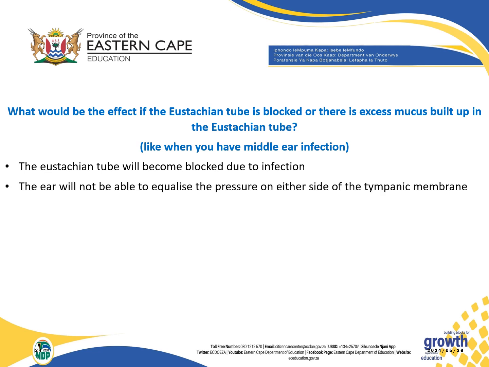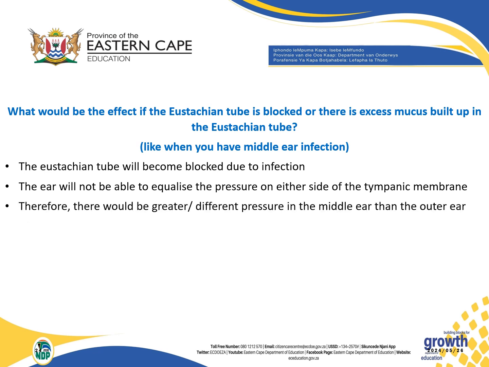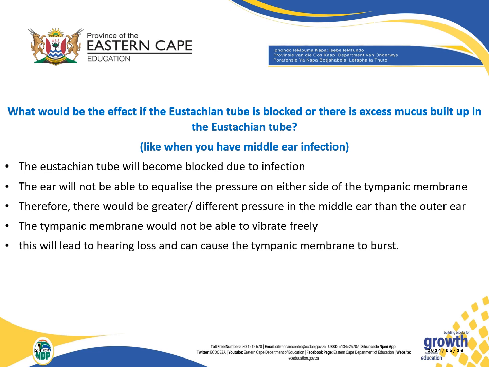The ear will not be able to equalize the pressure on either side of the tympanic membrane. Therefore, there would be a greater or different pressure in the middle ear than the outer ear. The tympanic membrane would not be able to vibrate freely. This would lead to hearing loss and can cause the tympanic membrane to burst.